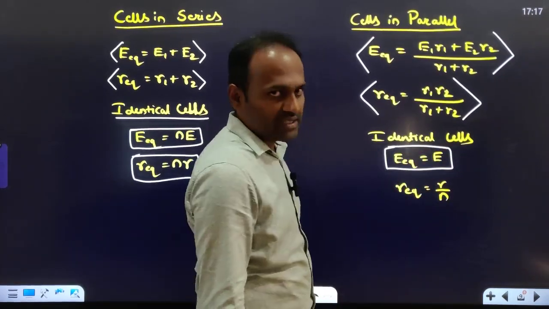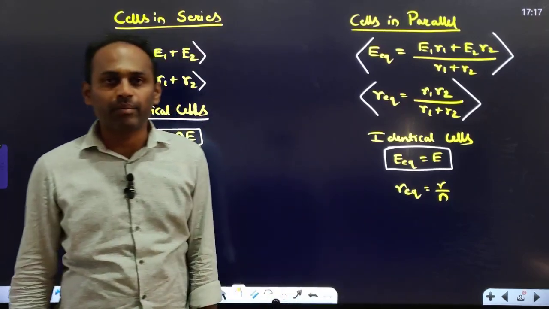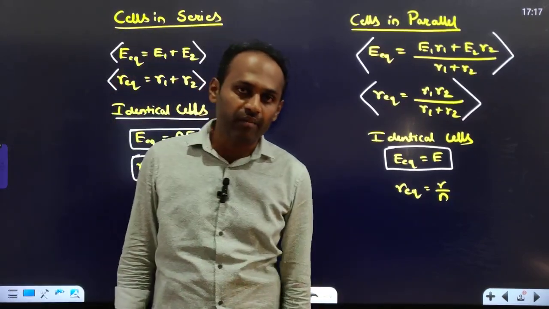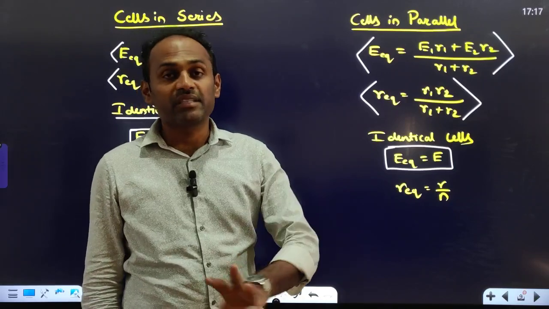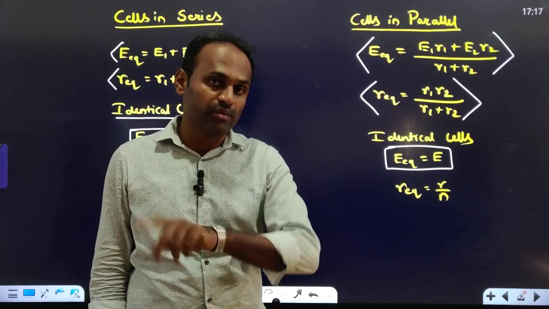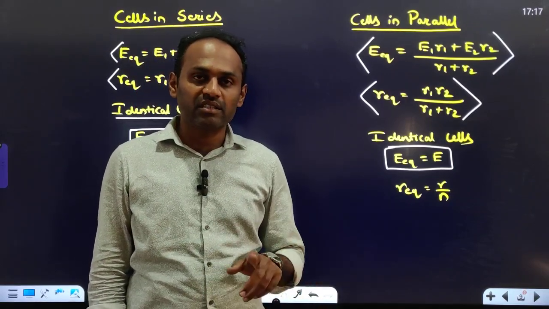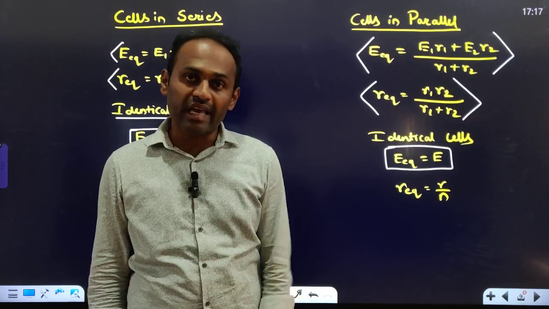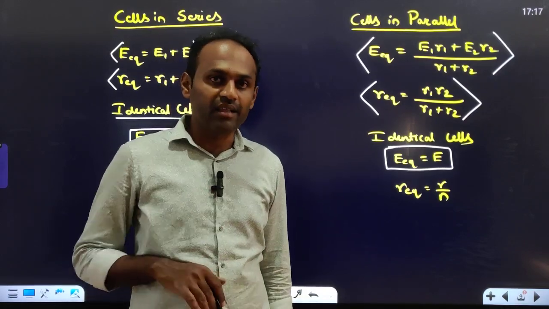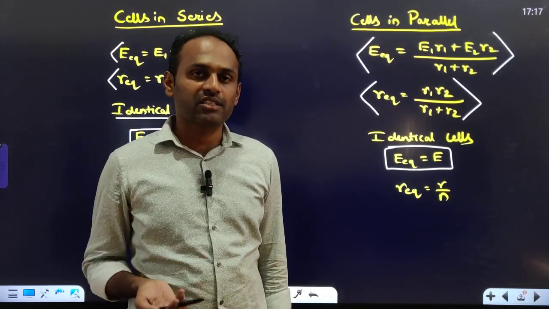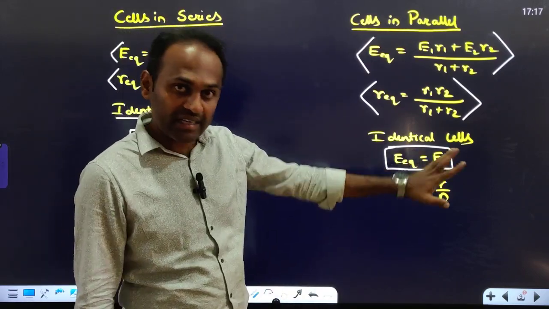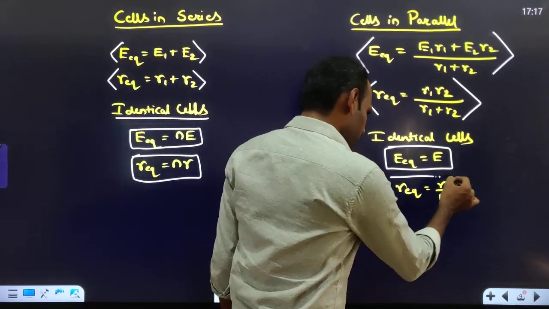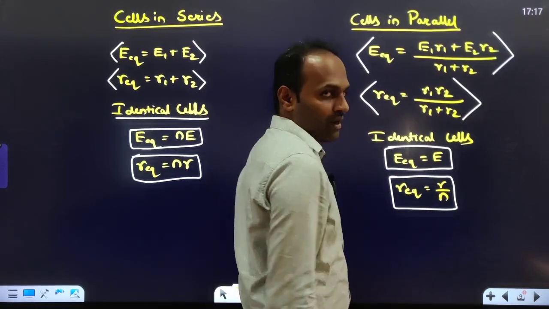Because see, identical capacitors in series, CS is equal to C by N. Identical capacitors in parallel, CP is equal to N into C, right? Here it is C by N in series. Identical resistors in parallel, R by N. But identical cells in parallel, it is not E by N, it is E. Resistance is R by N only. R equivalent is equal to R by N, correct?